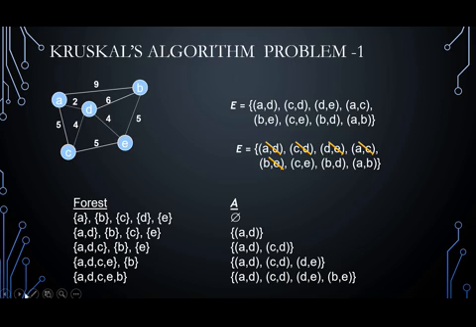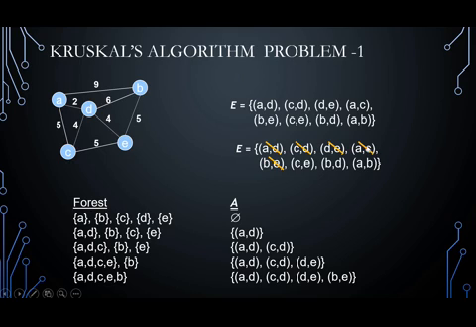Fine. Next edge in the list is DE. Check D and E. D is in one set, E is in another set. Because they are in different sets, it is a safe edge. Add it onto the solution tree. So your solution tree has AD, CD, DE. Now in the forest, these two sets are merged. So you get ADCE as one tree and B as a separate set. Okay.